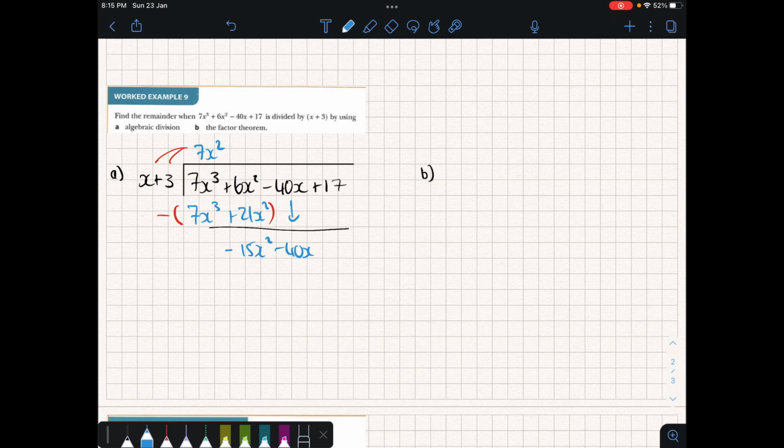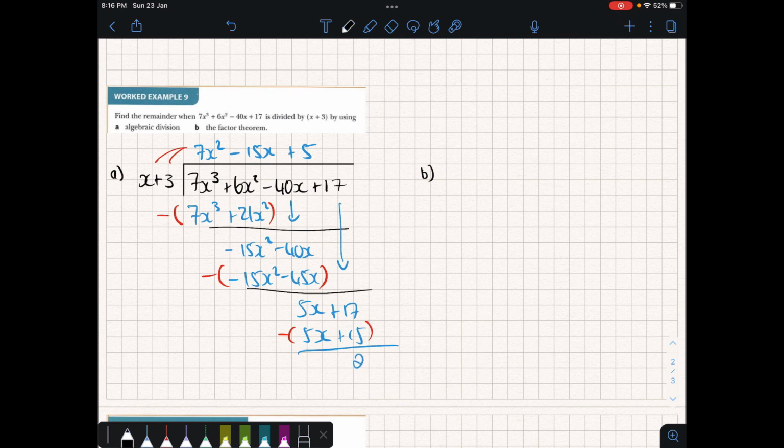So how many times does x go into minus 15x squared? That will be minus 15x. Multiply through: minus 15 times 3 is minus 45x. Subtraction next, keeping track of our double negatives: minus 40 minus minus 45 is positive, so we get 5x. Bring down 17, repeat: how many times does x go into 5x? It's 5 times. Multiply out, and we end up with a remainder of 2.